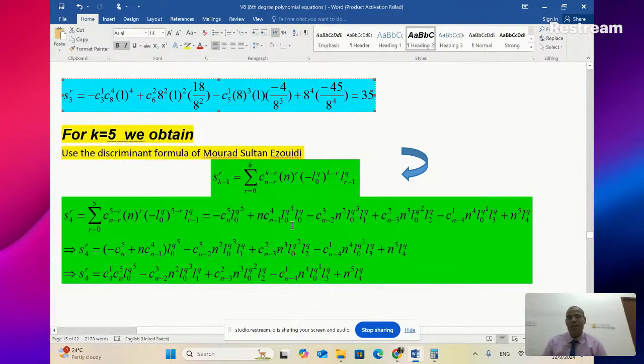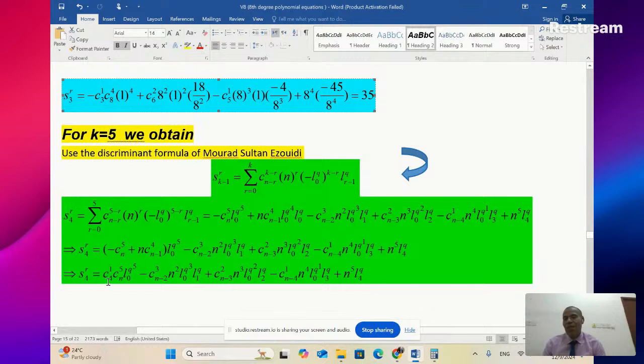After simplifying and putting the common factor in front of the brackets, and simplifying the difference between combination n choose 5 and n times combination n minus 1 choose 4, you will get the first two terms. The difference between these two terms means this and that.